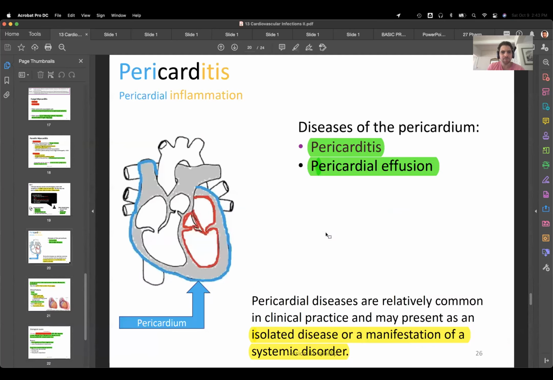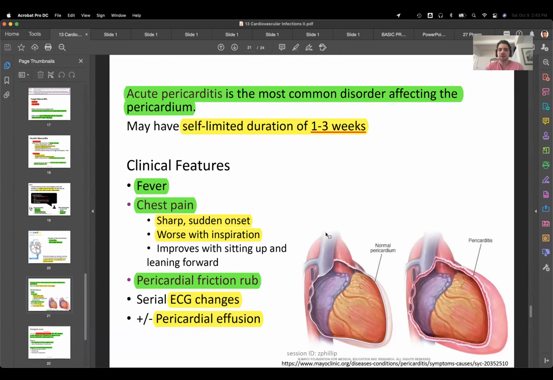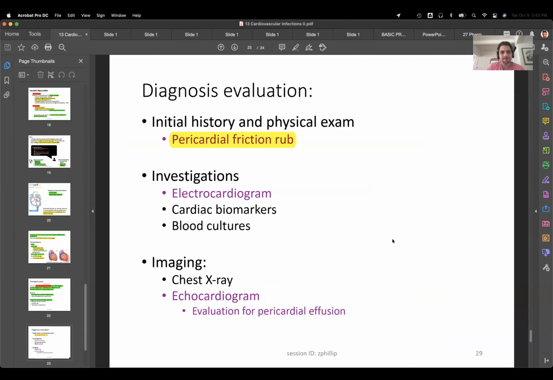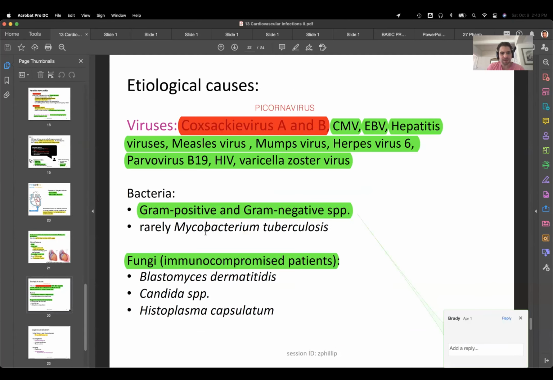Okay, pericarditis. Remember, if you have this friction rub when you listen with the stethoscope, it sounds scratchy. You can get effusions there. Typically they'll say the patient feels better and gets relief when leaning forward. Okay, that's classic for pericarditis. You can see both Coxsackie A and B there, and then some other viral causes classically. Even some immunocompromised, some fungi and stuff.